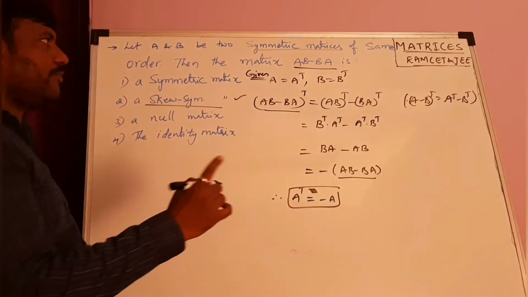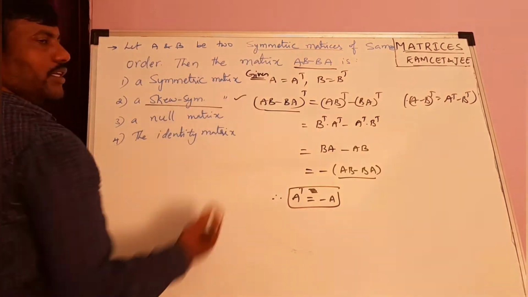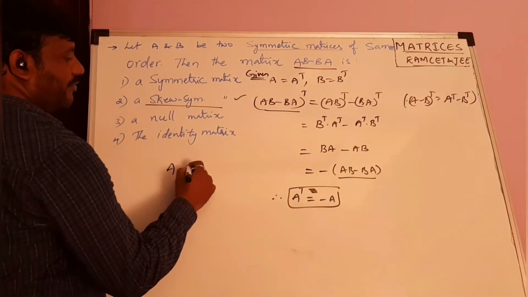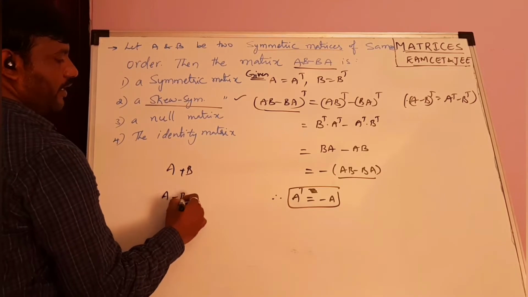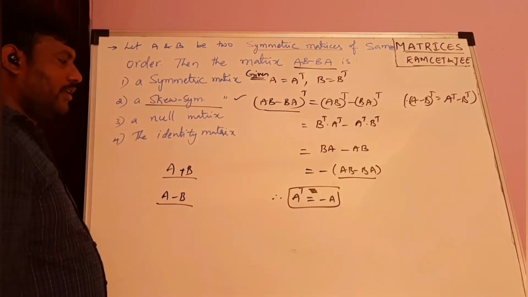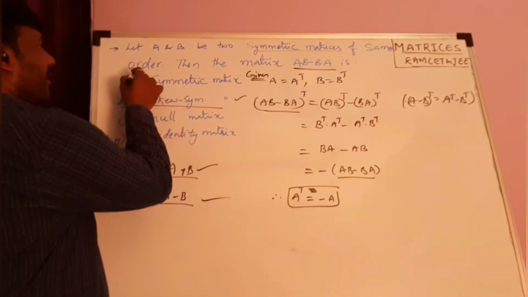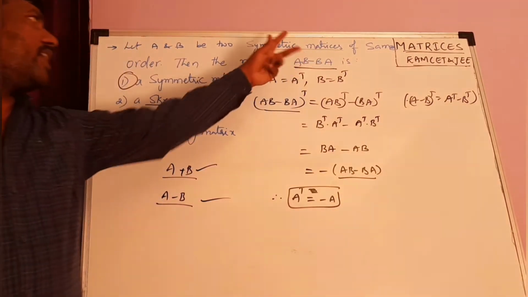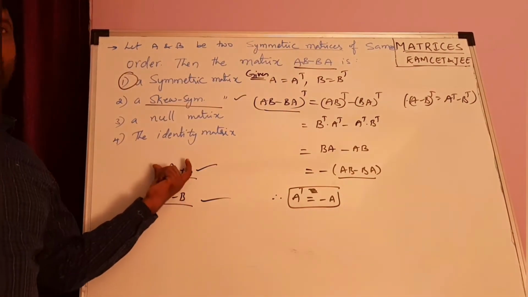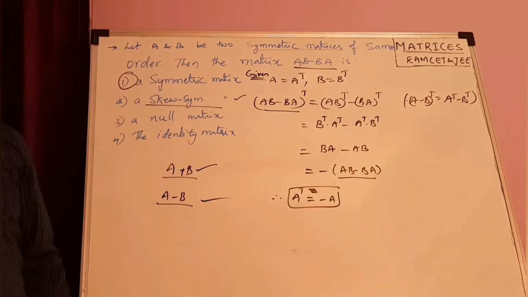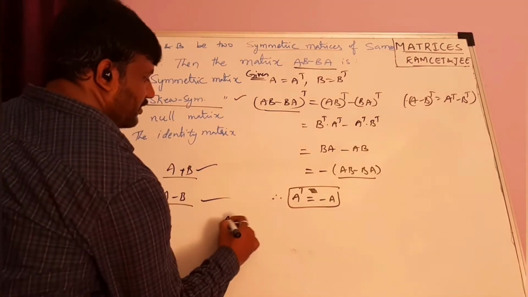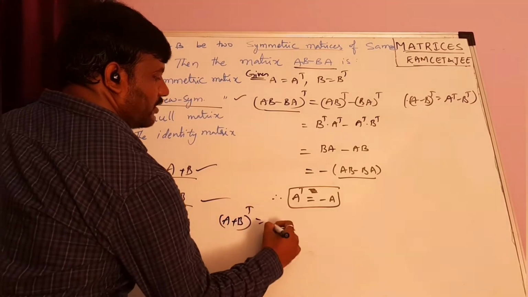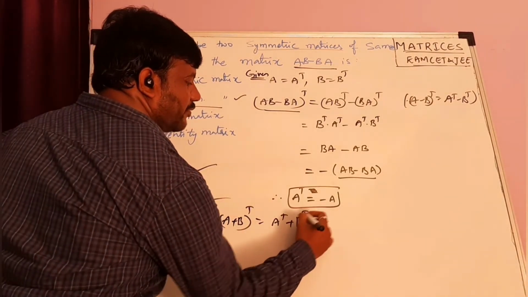Okay, students. Similarly, for the same question, they may ask A plus B, or they may ask A minus B. Definitely A plus B and A minus B are symmetric matrices. So not only this question, there may be changes like this. If it is A plus B or A minus B, definitely they are symmetric. Why? Because if it is A plus B, do the transpose for this, and from the properties you get A transpose plus B transpose.